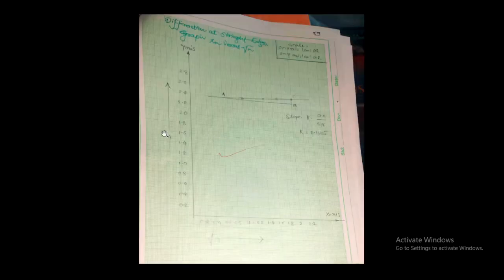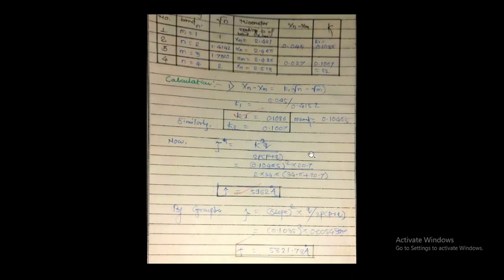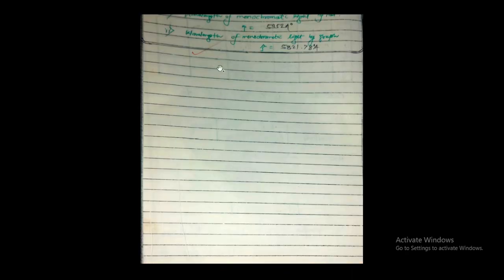It is the graph of xn versus root n, the square root of n. Both quantities are taken from the above observation table. xn is plotted on the y-axis and root n on the x-axis, and such a graph is obtained. We find its slope as k, and substituting it we get a nice result for the wavelength of the monochromatic light used in this experiment.